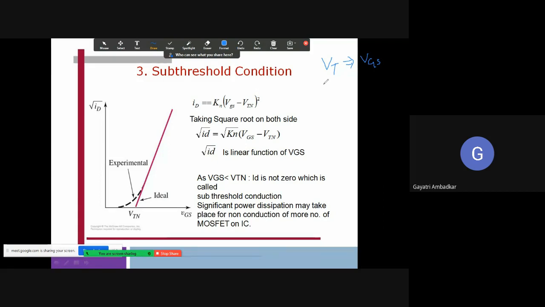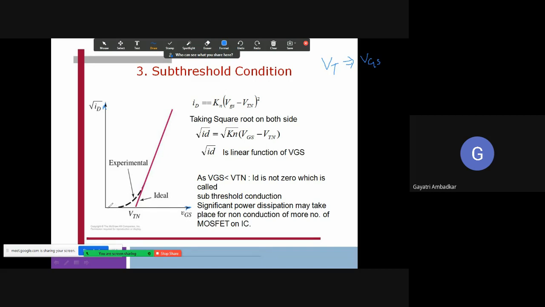But actually what happens is, whatever the value of VT, sometimes your MOSFET starts conducting before this value itself, or there is a very small current. I will try to show this in this characteristic. Now this is ID versus VGS. This is the gate to source voltage, and this is the drain current.